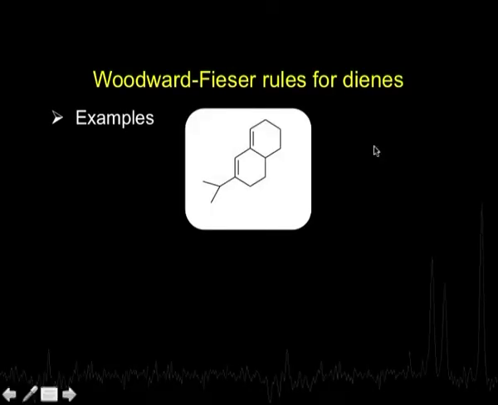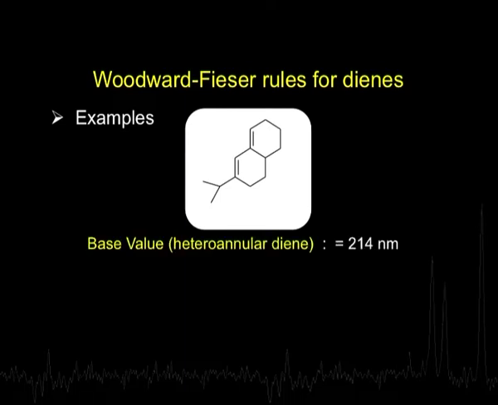We see that here again I have got the basic chromophore as a diene, but this diene now happens to be part of 2 different rings there. So, the base value will change. This is a heteronuclear diene or heteroannular diene. So, in this case the base value will be 214 nanometers. So, that is one deviation from all the examples we have done so far.